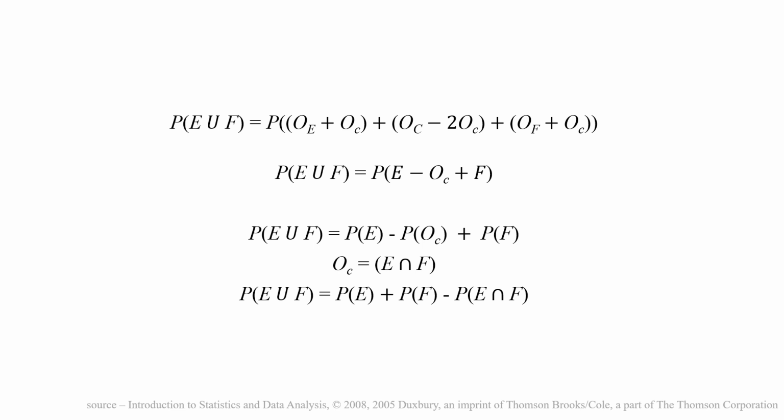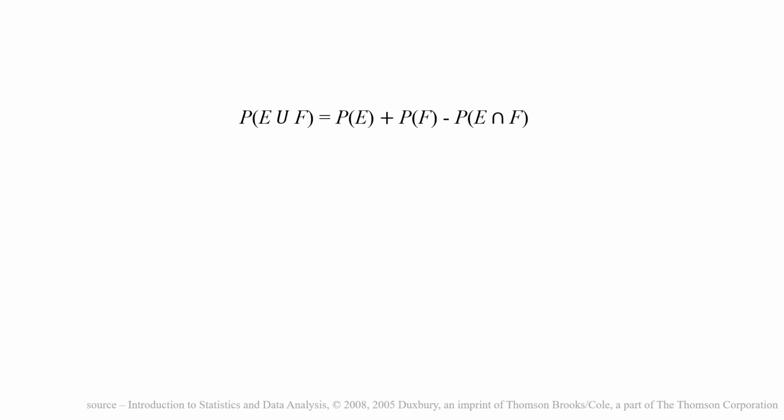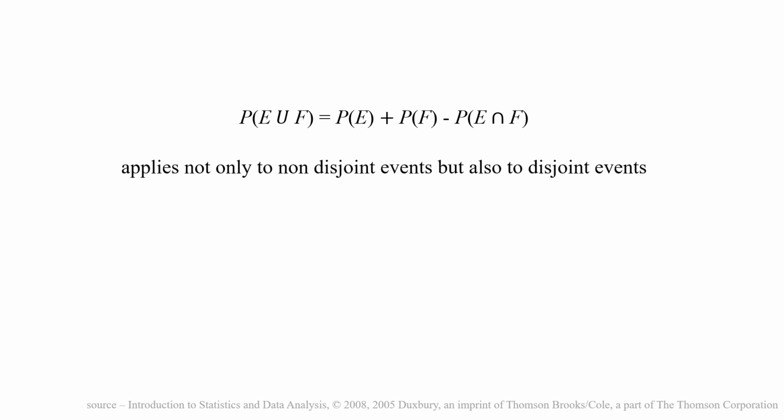Since event OC equals event E intersection F, the equation above can be written as probability of E union F equals probability of E plus probability of F minus probability of E intersection F. Thus we arrive at the above general addition rule. Probability of E union F equals probability of E plus probability of F minus probability of E intersection F is called the general addition rule for two events because it applies not only to non-disjoint events but also to disjoint events.